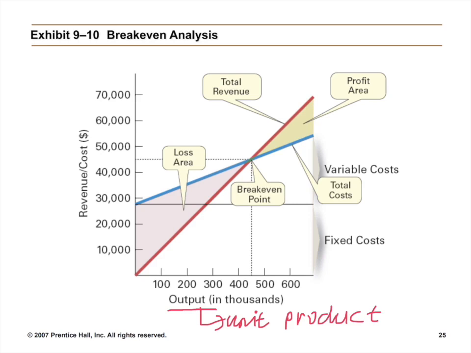Why is this the loss area? Because this is our revenue, but the cost is higher than our revenue. Here, the revenue is higher than our cost. So this is the profit area, and here is the loss area. It is so simple, break-even analysis.